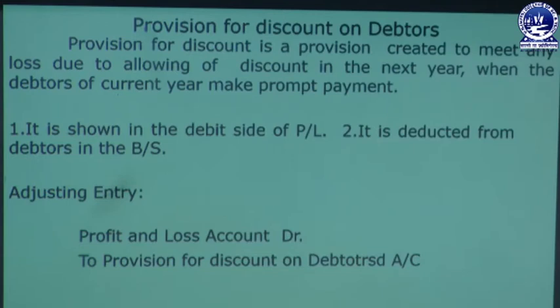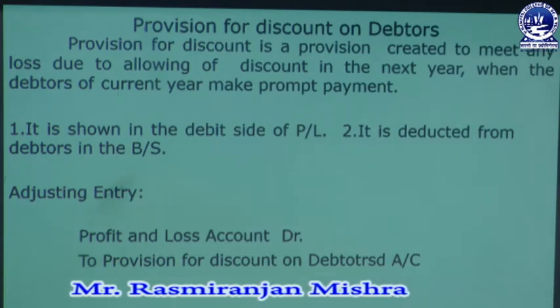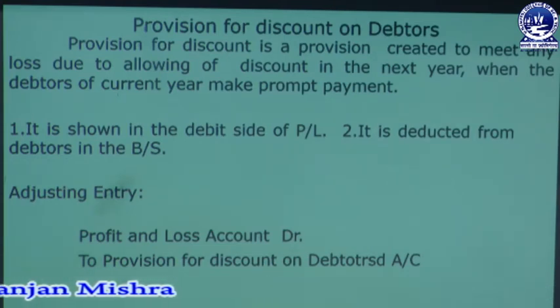Then the next adjustment item is provision for discount on debtors. What is that, and how will it be treated at the time of preparing the final accounts? Provision for discount is a provision created to meet any loss due to allowing of a discount in the next year. So when the business is going to allow a discount in the next year to the customers or debtors, a certain provision will be created only to meet any loss due to the allowing of a discount, to the debtors of the current year, only to make the prompt payment.